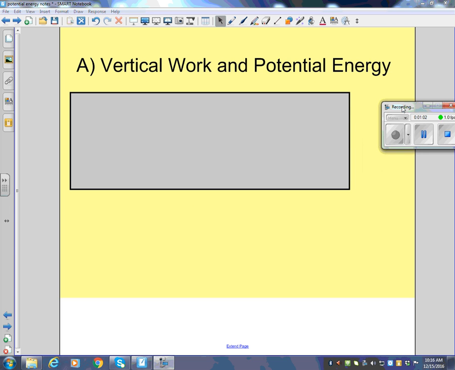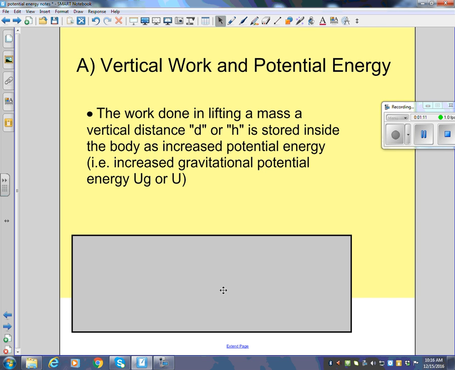So, let's talk about vertical work and potential energy. As you lift something, the work done in lifting a mass a vertical distance d or h, either letter is used, is stored inside the body as increased potential energy.